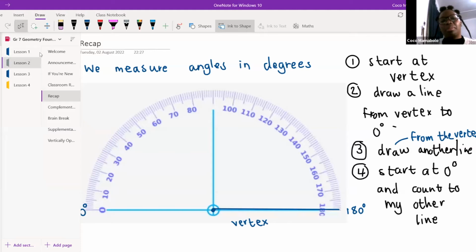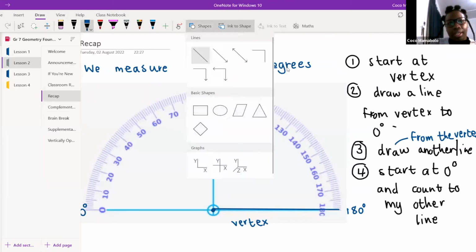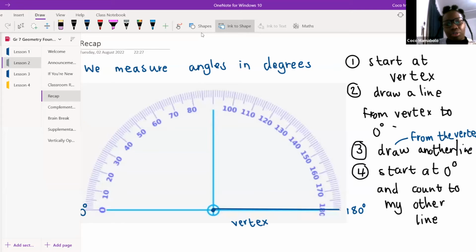Lesero said they did this at the beginning of the term. That's good. That means you're going to get all the answers correct. Okay. And then I'm going to draw another line from the vertex. And this time, I'm going to draw it to 130. Now, I want you guys to tell me in the chat, from 130 to 180, how many degrees are there? Tell me in the chat.